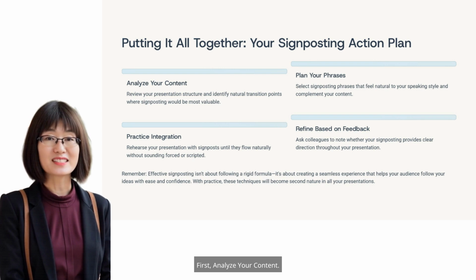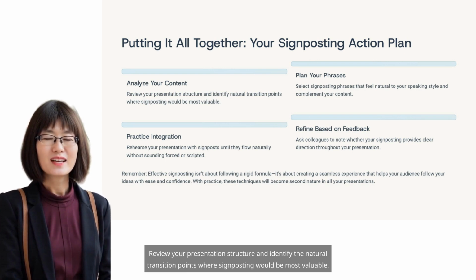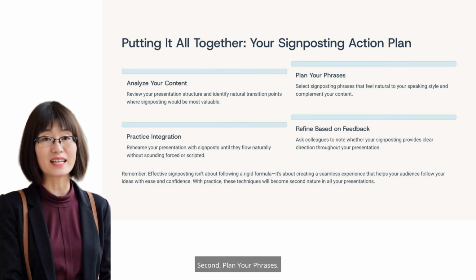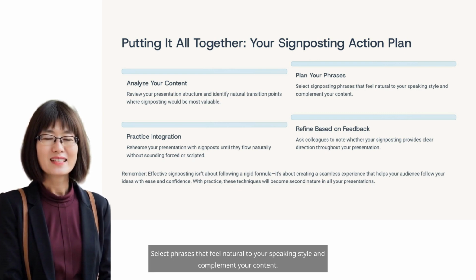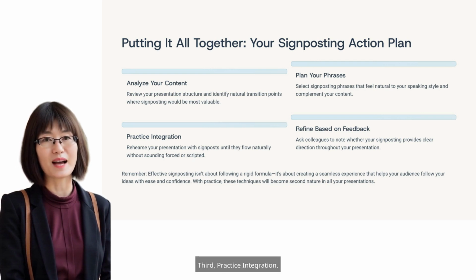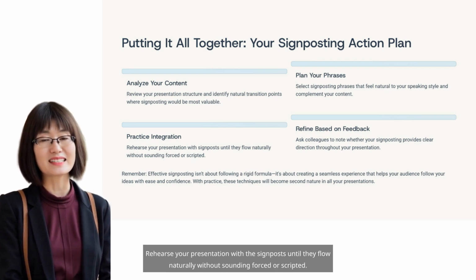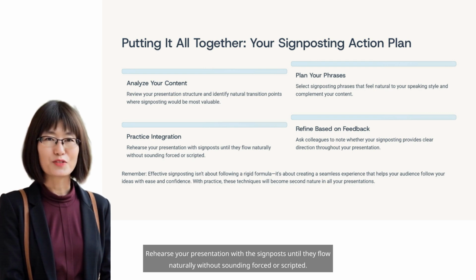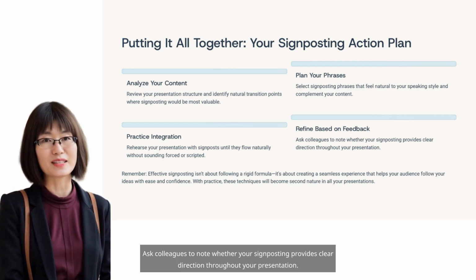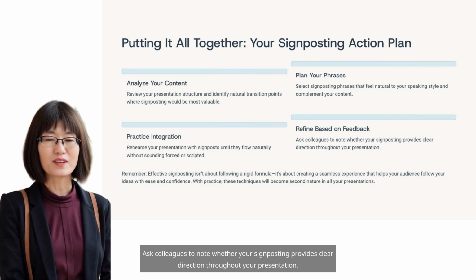First, analyze your content. Review your presentation structure and identify the natural transition points where signposting would be most valuable. Second, plan your phrases. Select phrases that feel natural to your speaking style and complement your content. Third, practice integration. Rehearse your presentation with the signposts until they flow naturally without sounding forced or scripted. Finally, refine based on feedback. Ask colleagues to note whether your signposting provides clear direction throughout your presentation.